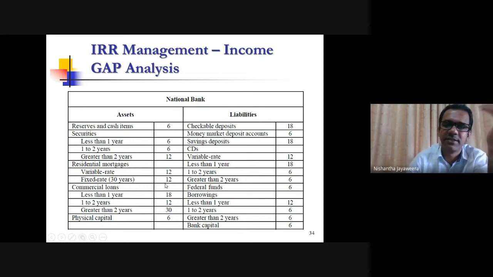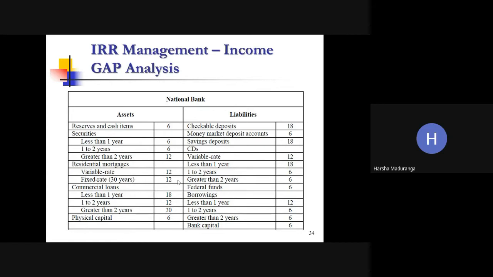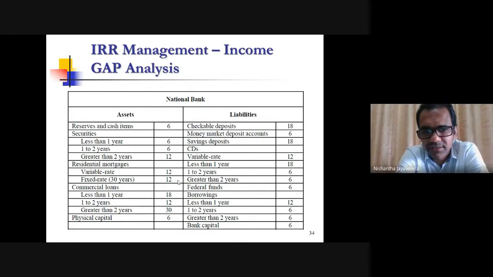But in a gap analysis, where would you put this? Or do you not put it into a particular bucket? What do you do? Will you place this 12 million or whatever it is into a particular bucket, or you don't put it at all? What is your answer? Fixed rate 30 years residential mortgages. In the gap analysis, will you put it into a particular bucket or no? So that means you completely ignore it.